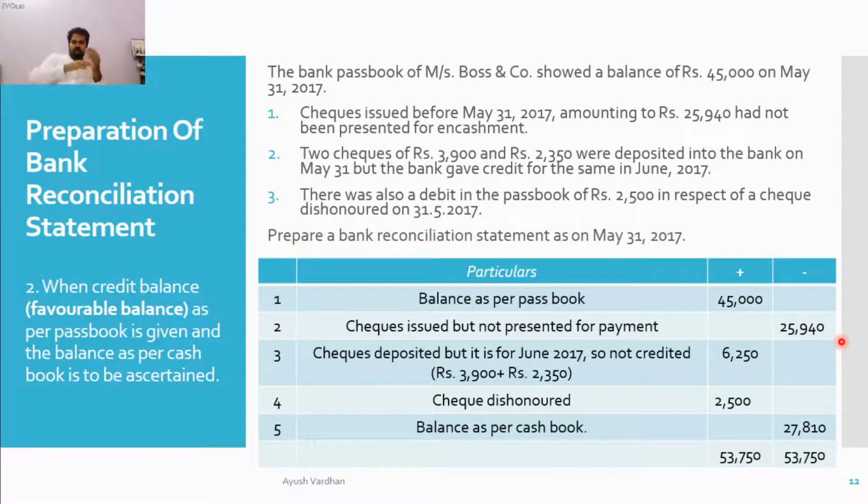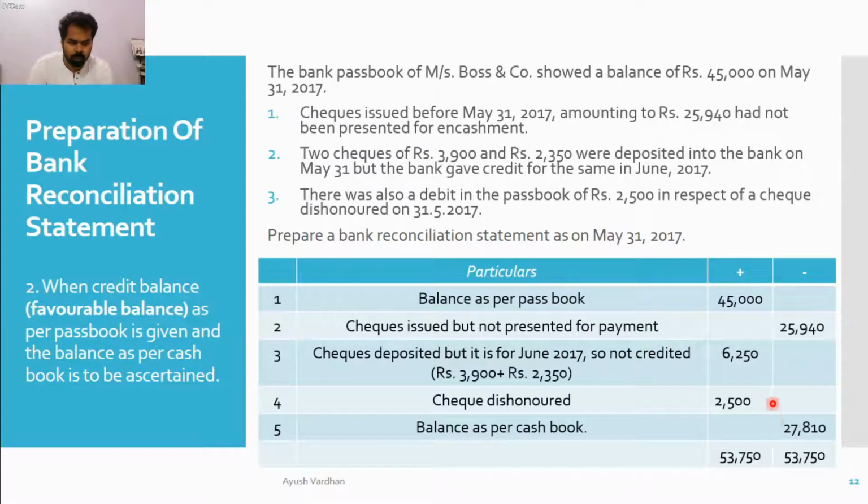Now the last step, we have to match the account. So for that we will total the plus side. Once we total the plus side, we will total the 45,000, 6,250, and 2,500. So that total is 53,750 rupees. Okay, and in that way we will make the same entry here again, and we will reduce this minus entry from this. Once we reduce that, we see that 27,810 rupees comes here. So this should be our balance as per cash book. Now we will match the cash book.